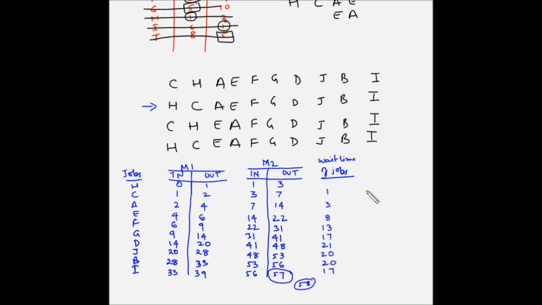Now we can also find out the idle time of machines. So for M1, basically M1 starts processing at the beginning, but it finishes processing at the 39th hour, while M2 is still processing I till the 57th hour, and the time for which it is idle is 57 minus 39, which is 18 hours.